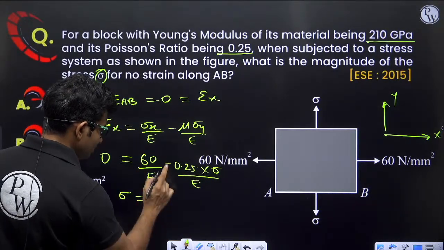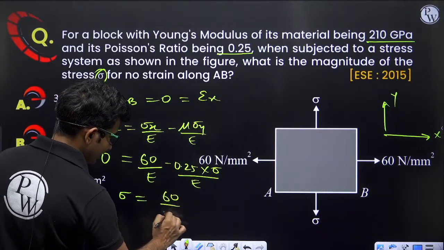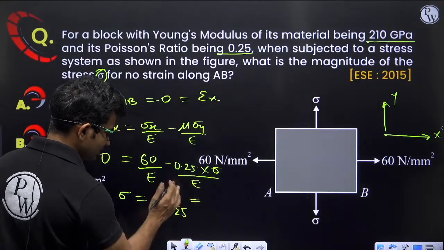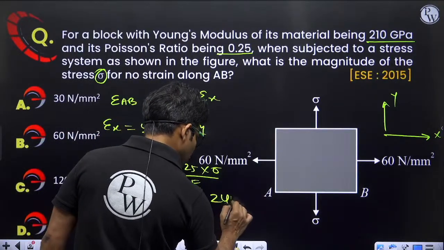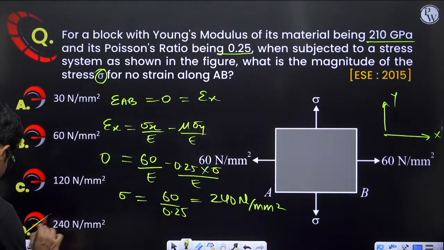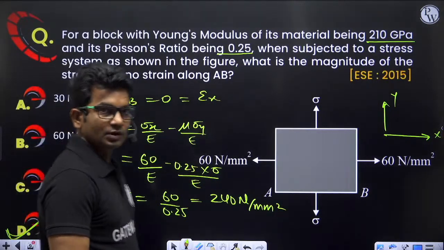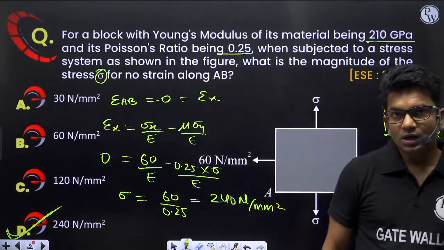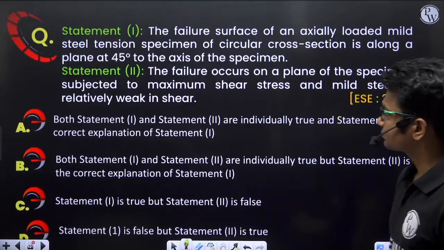Sigma will be equal to 60 divided by 0.25, that means 60 into 4, so that will be 240 Newton per mm square. So 240 Newton per mm square will be the correct answer. Correct answer will be option D. Let's move on to next question.